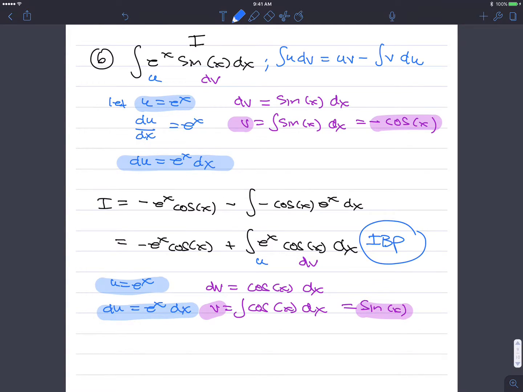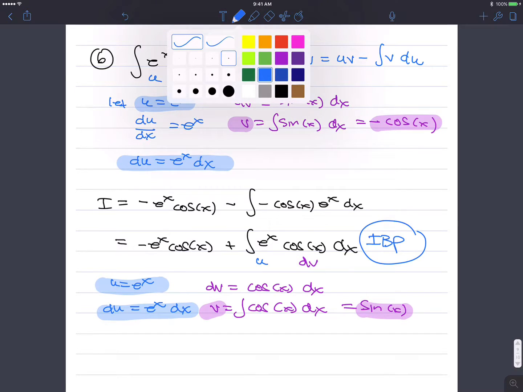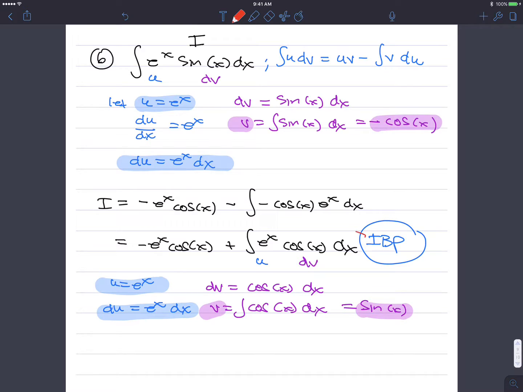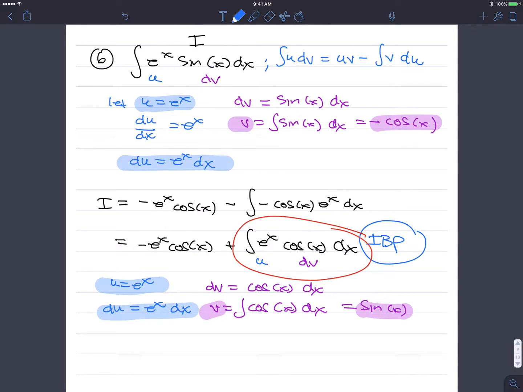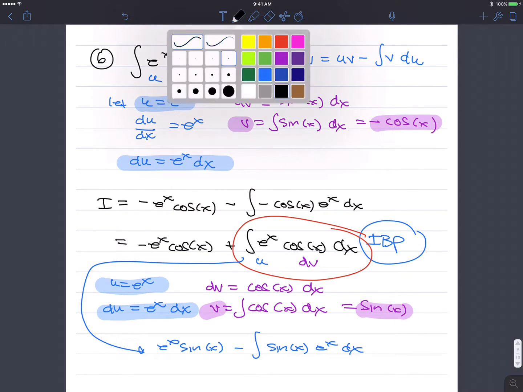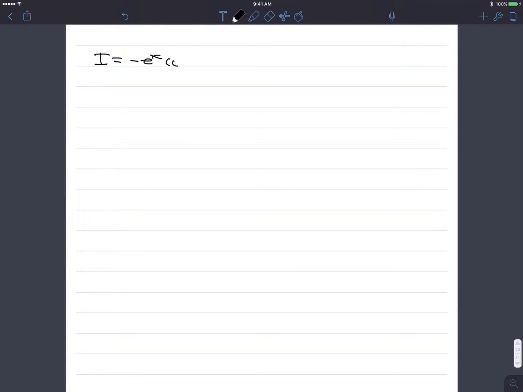So for this particular integral we're looking at here, trying to integrate this, by integration by parts we know this portion will be uv. It's a different uv, or a different v, that's for sure. So over here, let's just say what we get. It's e to the x sine x minus the integral of v, sine x, times du, which is e to the x dx. So let's put all this together on the next page. We have here I being minus e to the x cosine x.